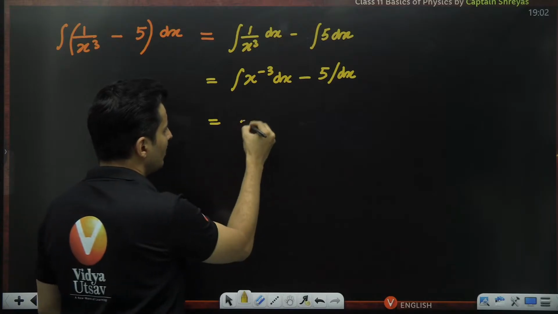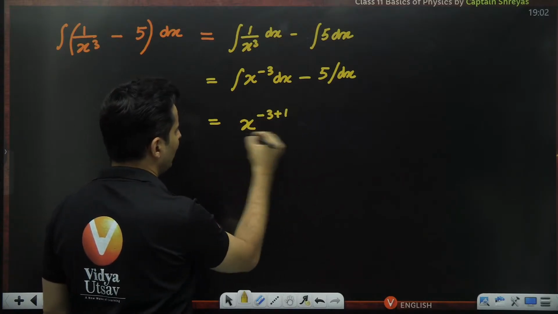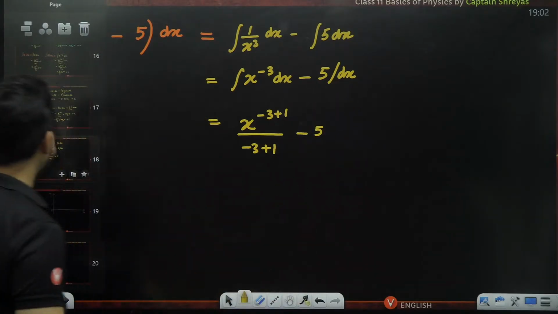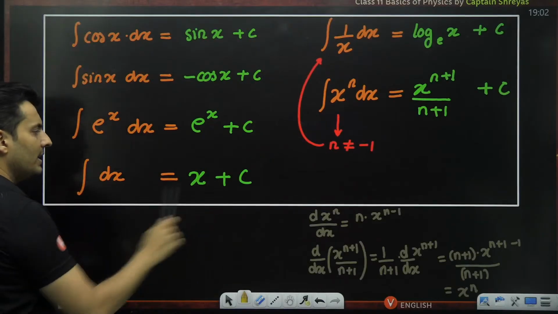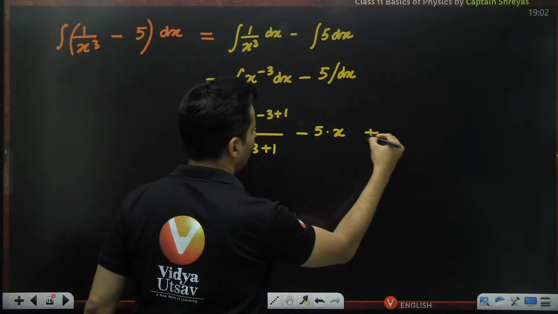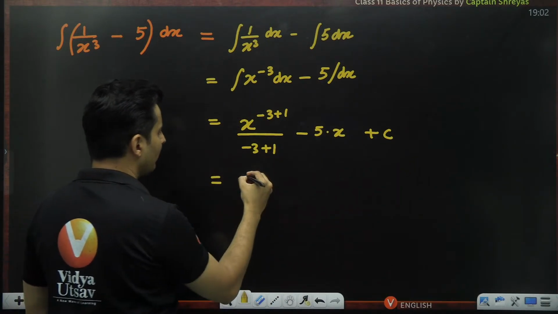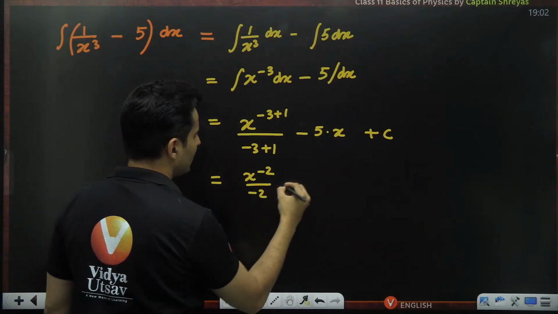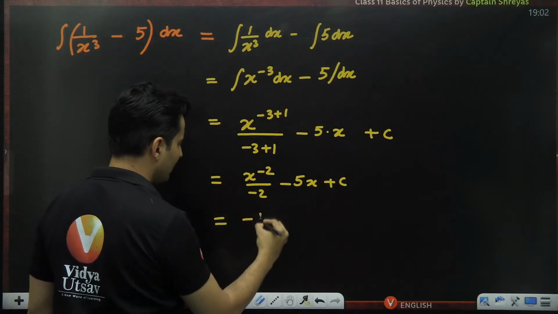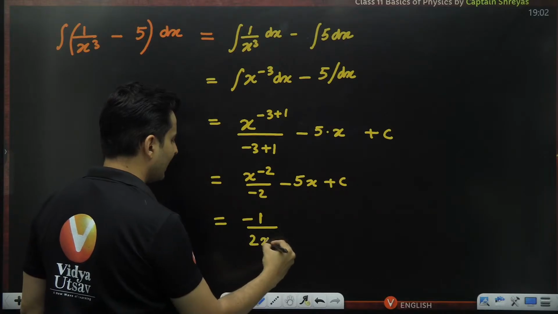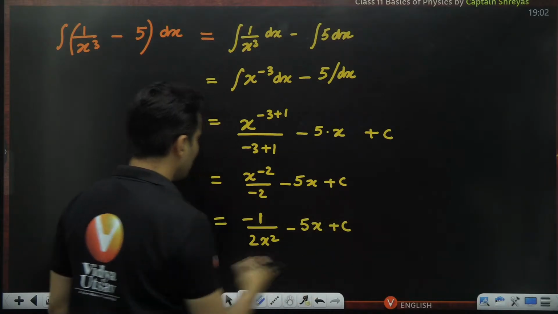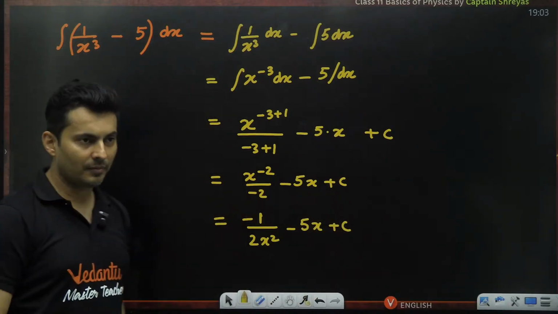This formula I can use, x raised to n, because n is not negative 1. So I'm safe. So this will become x raised to minus 3 plus 1 by minus 3 plus 1, minus 5 times integration of dx, which I just gave you over here. It is just x, guys. Integration of dx is just x. So multiply by x, and of course only a single constant. So this will become x raised to minus 2 by minus 2 minus 5x plus c. If you don't like it like that, I prefer a slightly better way, minus 1 by 2x square, because x raised to minus 2 is 1 over x square, and minus 5x plus c. So this is the answer for this integration.